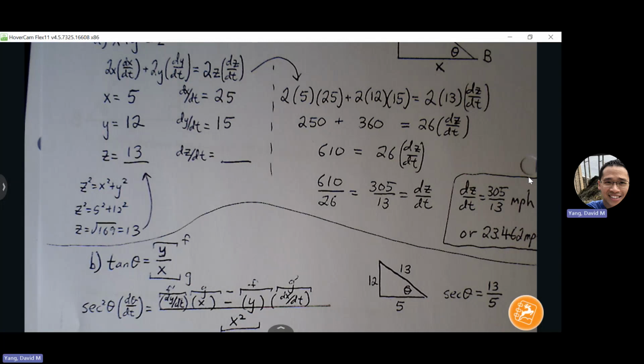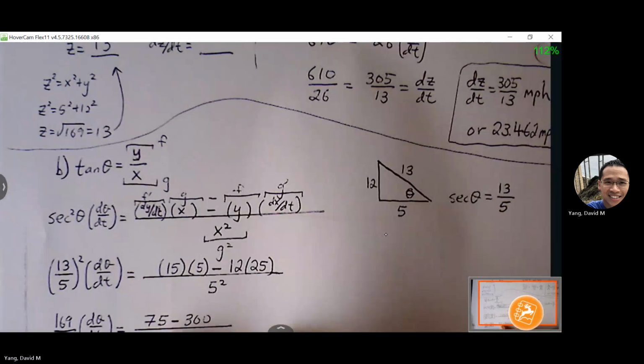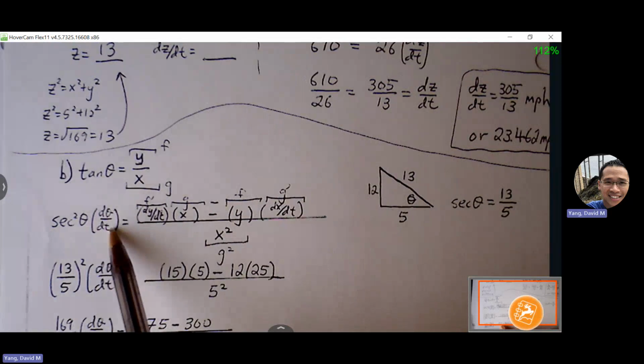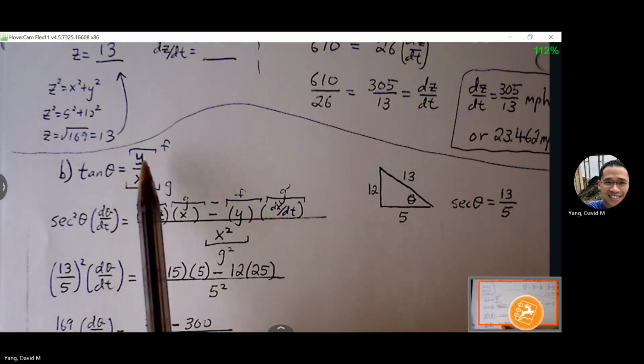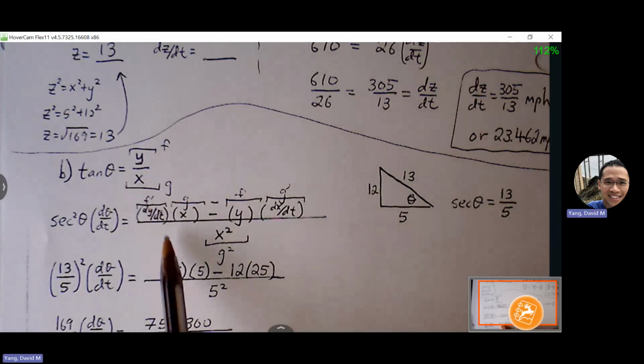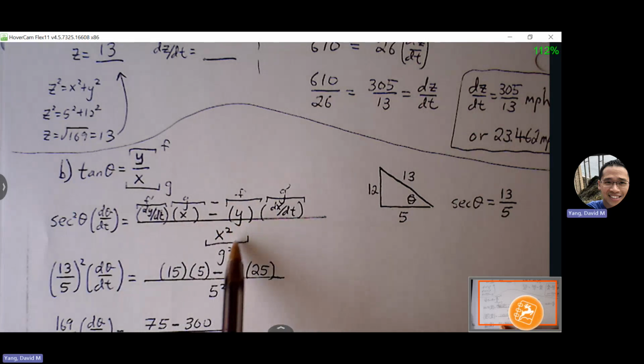F prime g minus f g prime all over g squared. So tangent theta becomes secant squared theta d theta/dt. F prime times g minus f g prime all over g squared. So dy/dt times x minus y times dx/dt all over x squared.